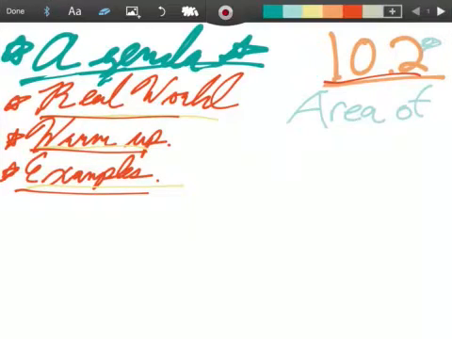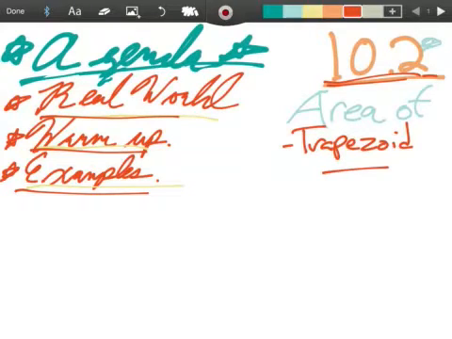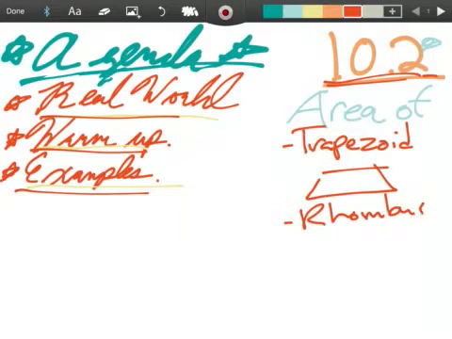Hey Geometry Geniuses, for this video on 10.2, we're going to be taking a look at the area of a trapezoid. Looks like this. We'll also take a look at the area of a rhombus, parallelogram that we saw a few sections ago. And we'll conclude with the area of a kite.